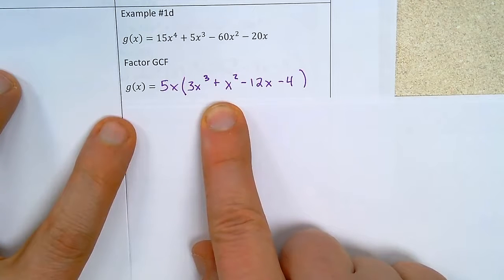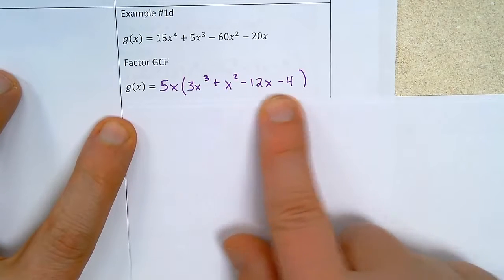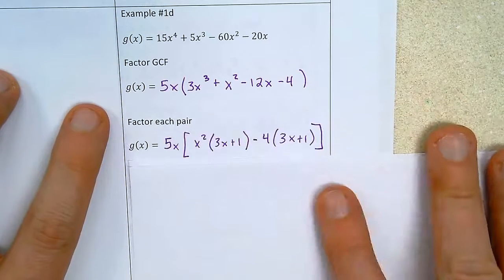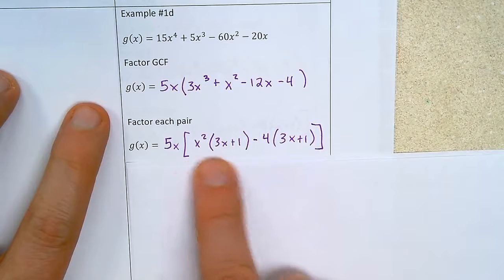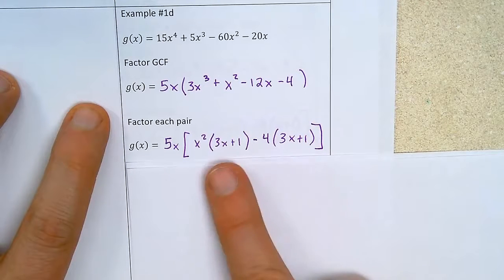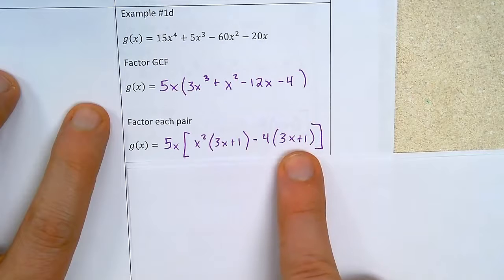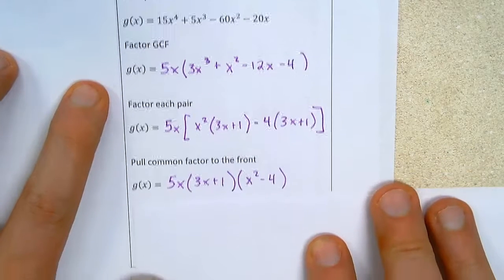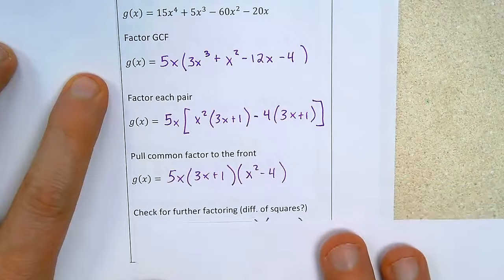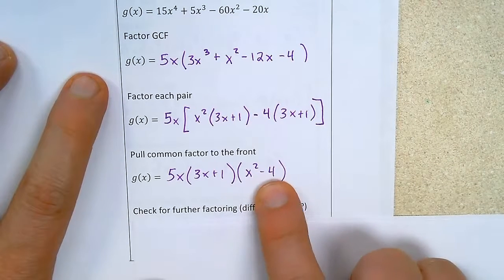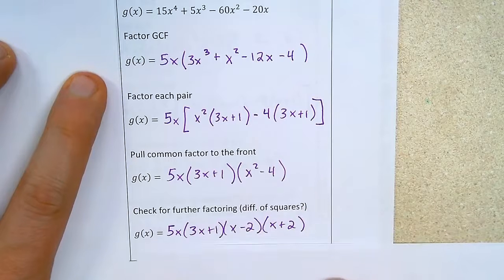There is. It's x squared. And a common factor between the second two terms, there is, and that's a -4. So we'll pull that common factor out, leaving behind 3x plus 1 in both cases. Because our parenthesis sets match, we're good. Pull that parenthesis set to the front, and then we want to ask the question, can I factor any further? And x squared minus 4 is a difference of squares, so we can factor that into x minus 2 times x plus 2.